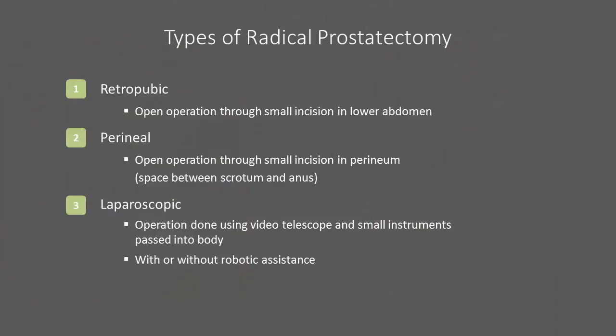There are three methods of performing radical prostatectomy. Radical retropubic prostatectomy involves an open operation through a small incision in the lower abdomen. A radical perineal prostatectomy is an open operation through a small incision in the perineum, the space between the scrotum and anus. Finally, a laparoscopic radical prostatectomy is similar to a radical retropubic prostatectomy, but is done using a video telescope and small instruments passed into the body with or without the assistance of robotic technology.